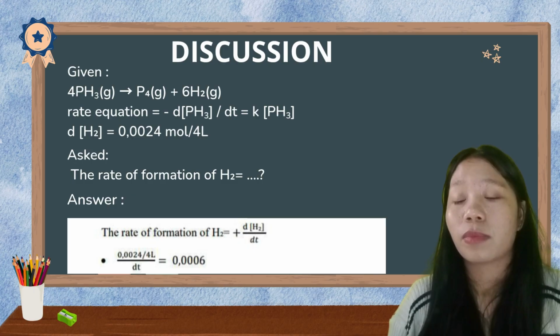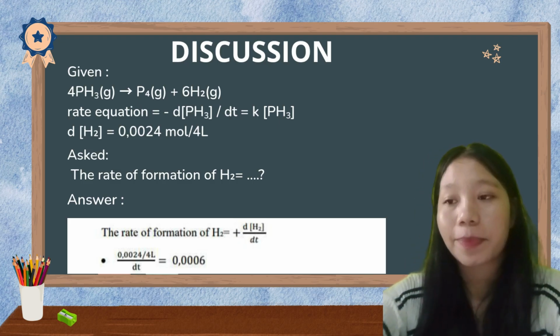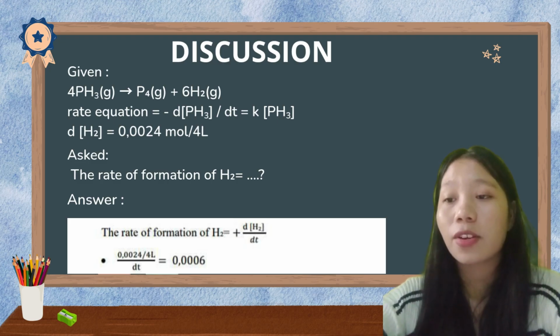Okay, let's solve the question. Discussion, given answer: the rate of formation of H2 equals plus the change in concentration of H2 per dt. So 0.0024 per 4 liter per dt equals 0.0006.